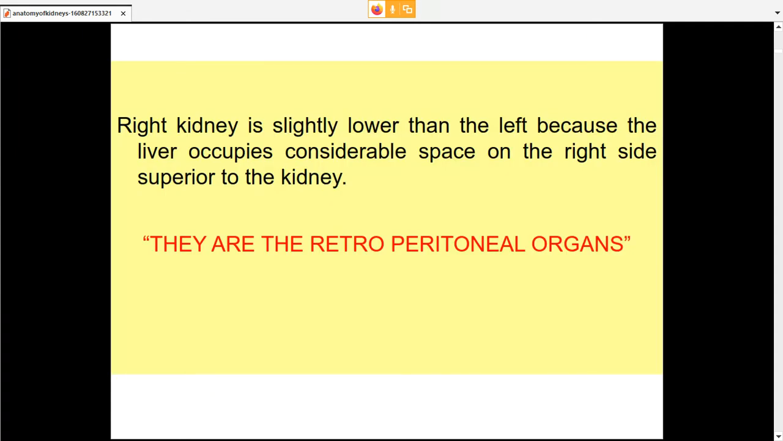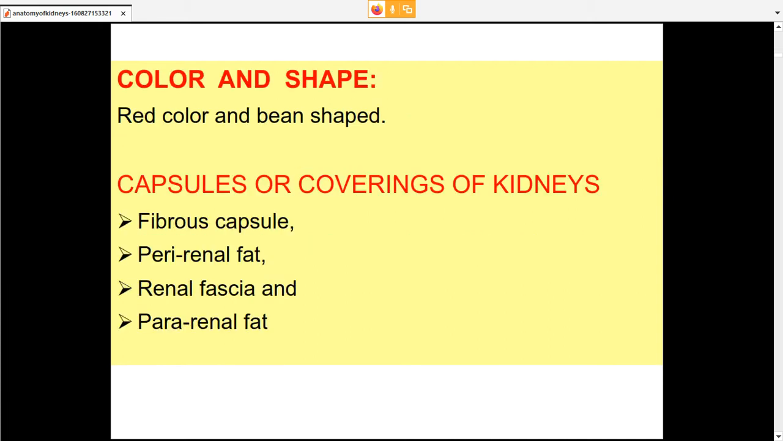The right kidney is slightly lower than the left kidney because the liver occupies the right side and pushes the right kidney down. That's why the right kidney is lower than the left kidney. Then color and shape. What is the color? It is red in color and bean shaped.